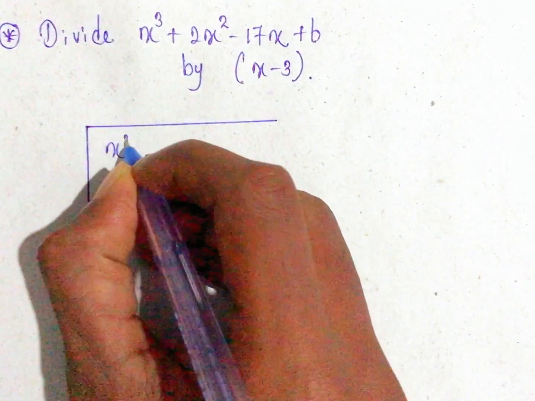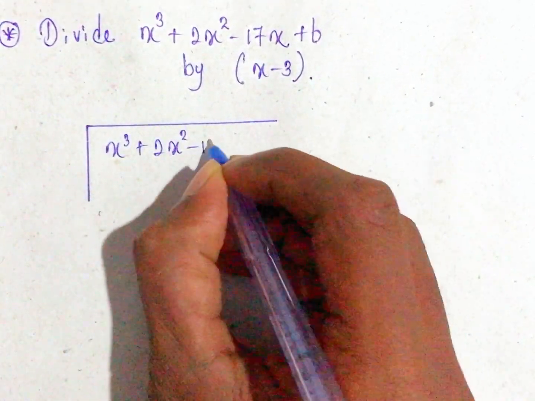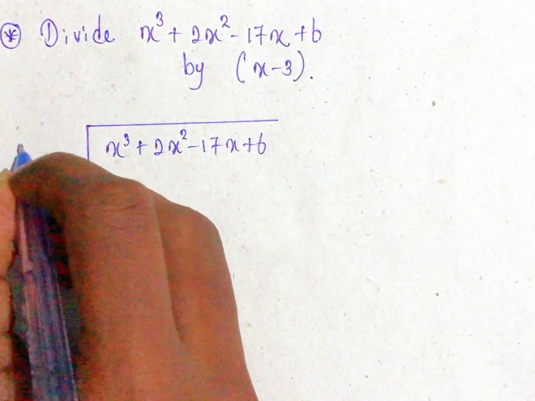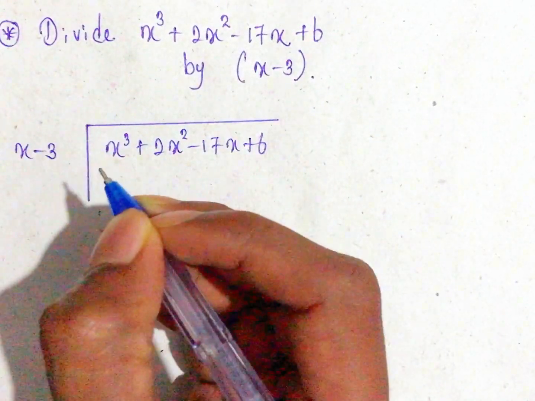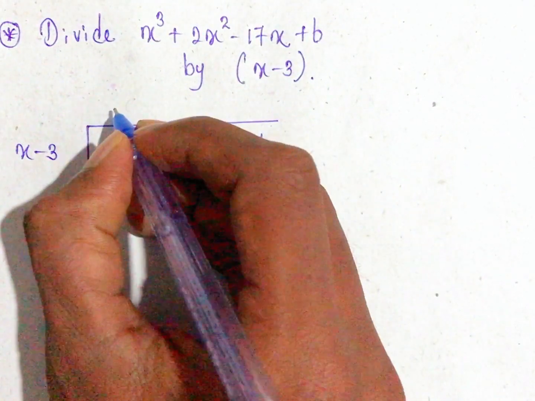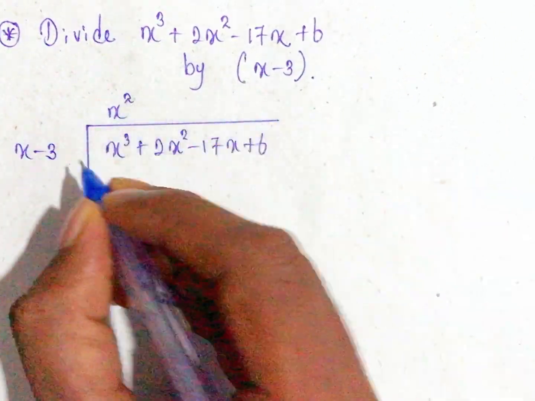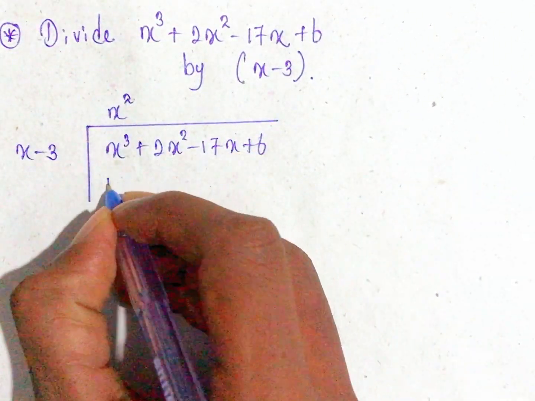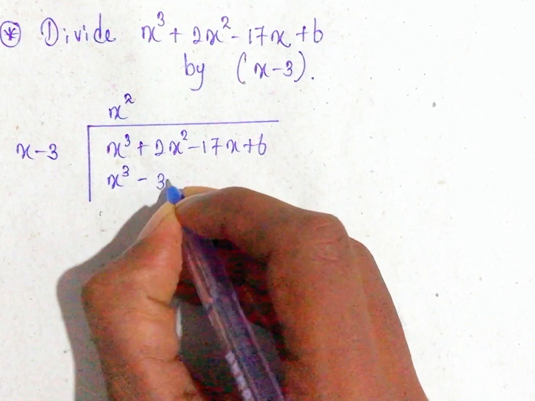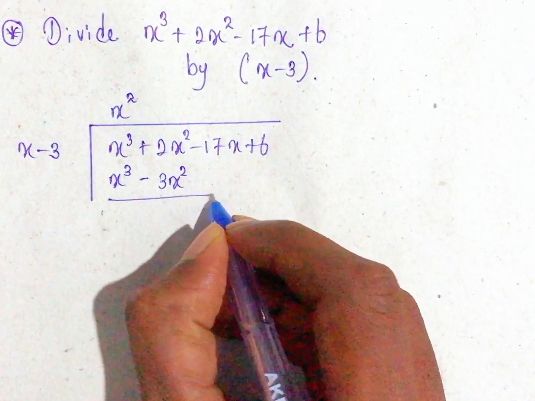Okay, this is time for an example. Shall we take this example: x cubed plus 2x squared minus 17x plus 6. You should divide it by x minus 3. Here the divisor is x minus 3. Considering the first term of the dividend, you can put x squared as the first term of the quotient. Then you need to multiply x squared by x minus 3, and you get x cubed minus 3x squared.